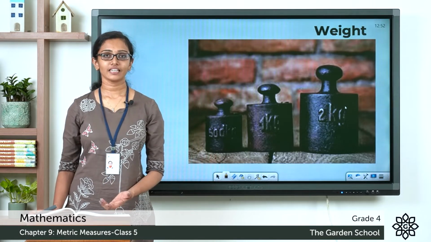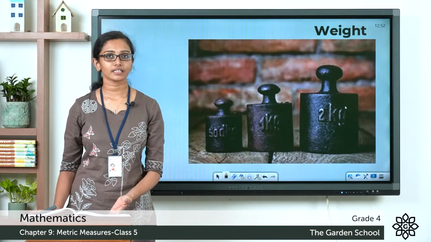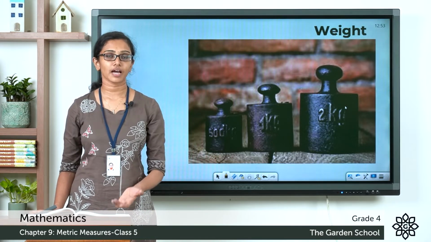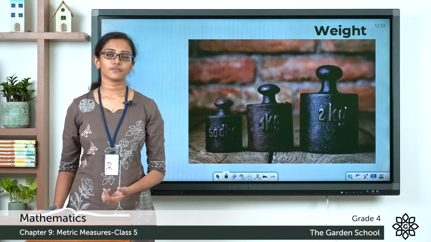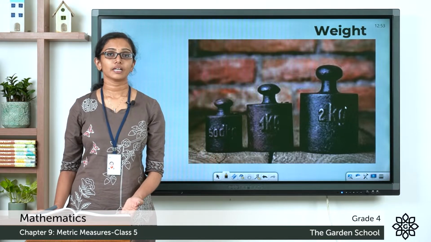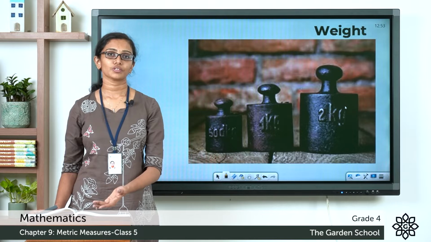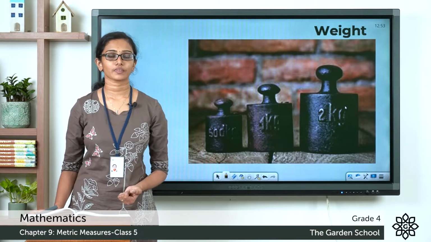We have already seen measurements and units of length. We learned how to add or subtract different measurements and units of length. Today, we'll learn about the different measurements and conversions of units of weight.